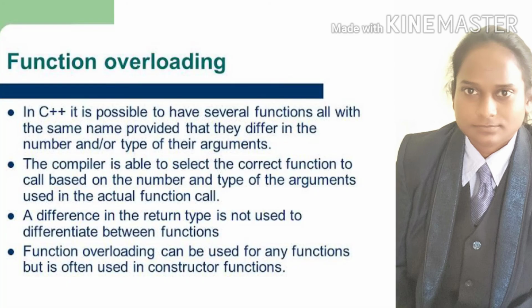Function overloading. In C++, it is possible to have several functions all with the same name, provided that they differ in the number and/or type of their arguments. The compiler is able to select the correct function to call based on the number and type of the arguments used in the actual function call. A difference in the return type is not used to differentiate between functions. Function overloading can be used for any functions but is often used in constructor functions.